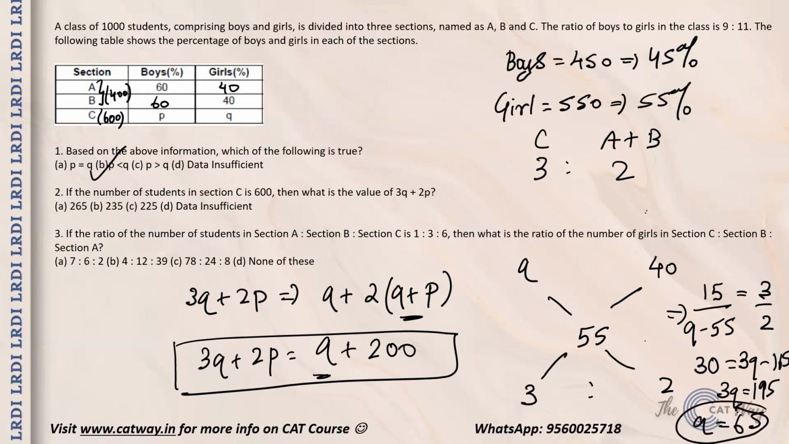Now the value of Q is available to you, 65. So basically 3Q plus 2P will be equal to 265. So the correct answer is option number A.